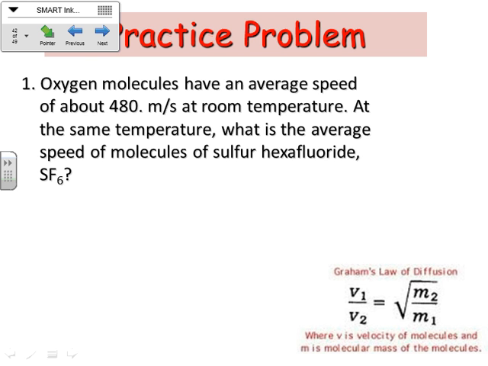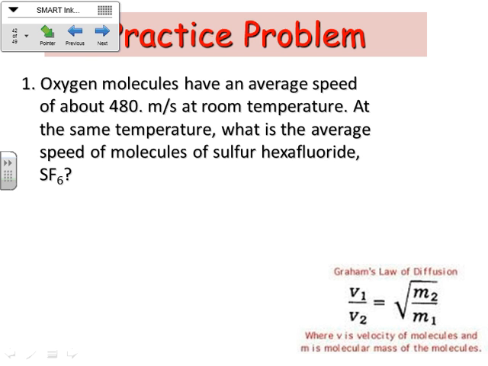But oxygen molecules are traveling this fast, and at the same temperature, we want to know what's the speed of sulfur hexafluoride. But we're not actually going to calculate the speed because that would require us to use this formula, which we're not going to do. I just want you to tell me, is the sulfur hexafluoride going to be traveling faster or slower than the oxygen at that temperature? Faster. How would we know? Well, you could put in the formula, or you could just, I would prefer for you to just think about it, right? So you don't have to use this formula.